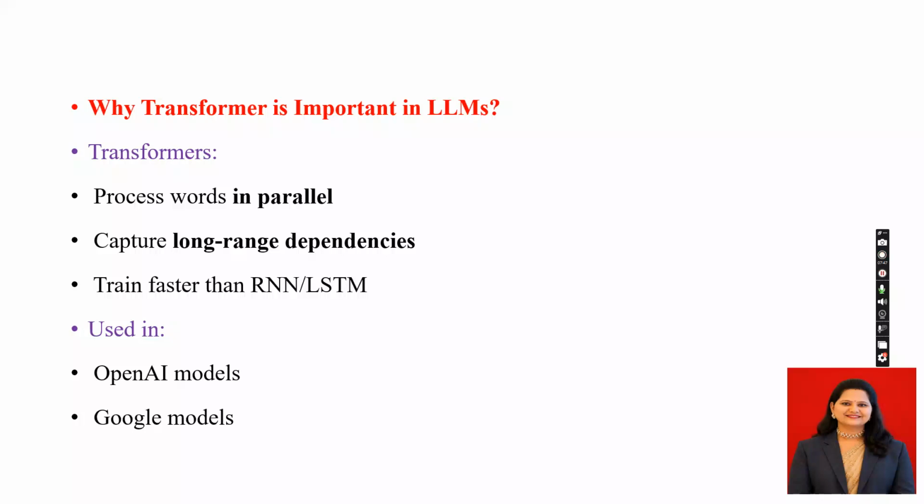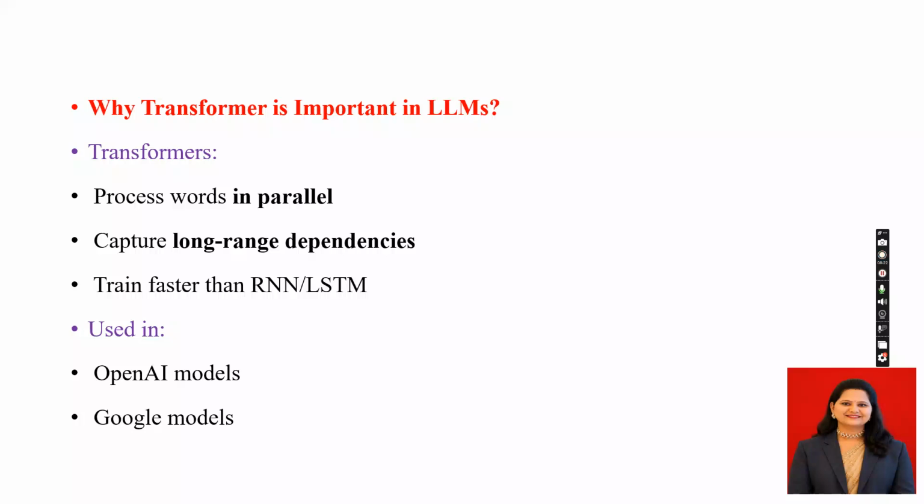Transformers solve this problem using the self-attention mechanism. Instead of reading words one after another, every word attends to every other word simultaneously. This allows the model to understand relationships between distant words regardless of their position. Because of self-attention, transformers capture contextual meaning much more effectively than RNN or LSTM. This innovation has completely transformed natural language processing.